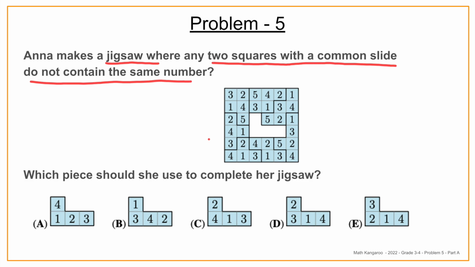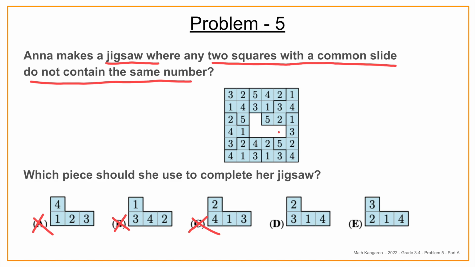1 is in the closed square. So we eliminate it. Option B, we have 1, 3. 1 is in the square and it's adjacent to it. We remove it. Option C, we have 2, 4, and 4 comes close to the square. We eliminate it. D, 2, 3, 1, 4.